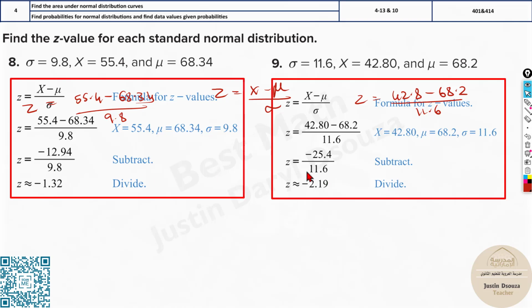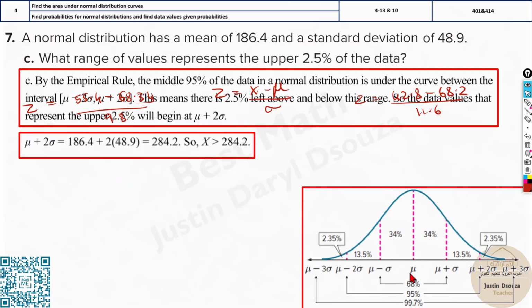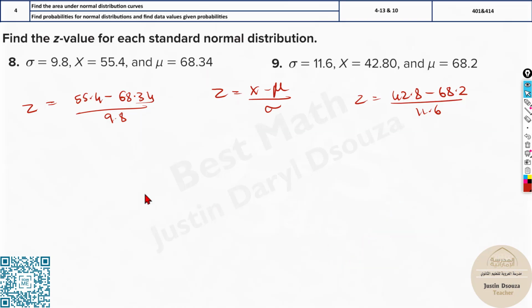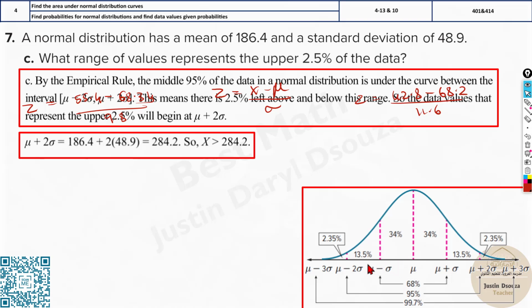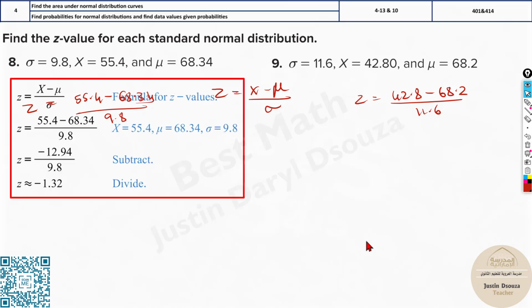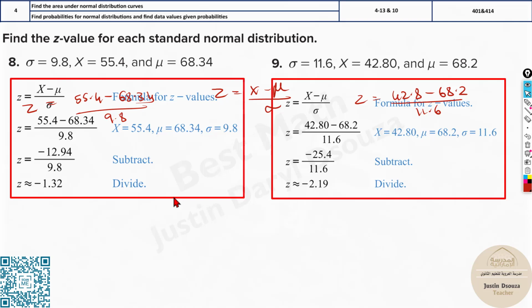Now here both are negative values. That means it's on the left side of the normal distribution curve. Let me just show you here. That means minus 2 somewhere over here, so many times sigma. Now 1 sigma, 2 sigma, it's over here. So if it is 1.32, it is more than 1 but less than this, somewhere over here. That's sigma value. So that's how we get the understanding of where exactly it lies in the normal curve.